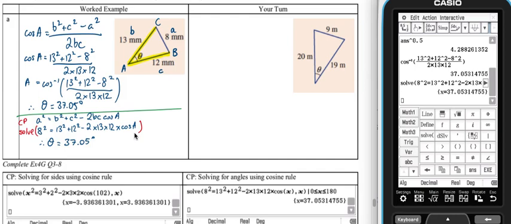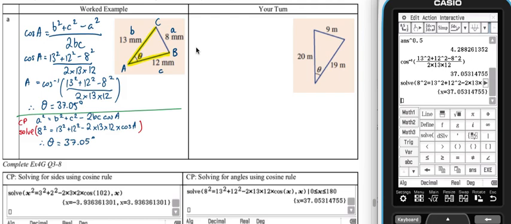We're up to your turn. You know what to do. Can you please have a go at this, find the answer for theta to 2 decimal places, and then play the video when you're ready. So pause the video now. We'll go into the your turn now, so make sure that your answer is ready to go.